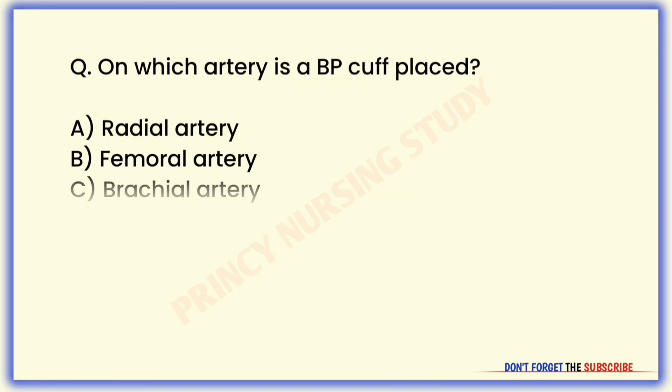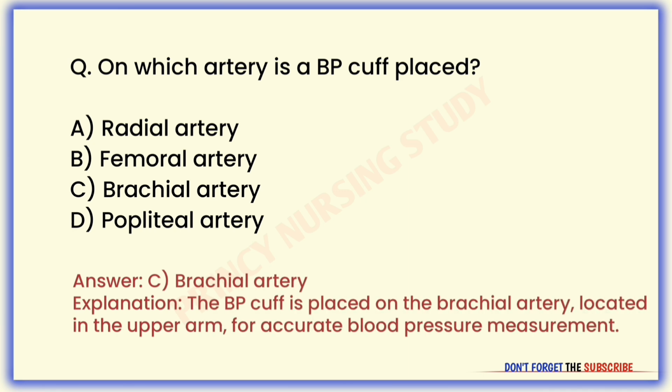Next question. On which artery is a BP cuff placed? Correct answer is C. Brachial artery. The BP cuff is placed on the brachial artery located in the upper arm for accurate blood pressure measurement.